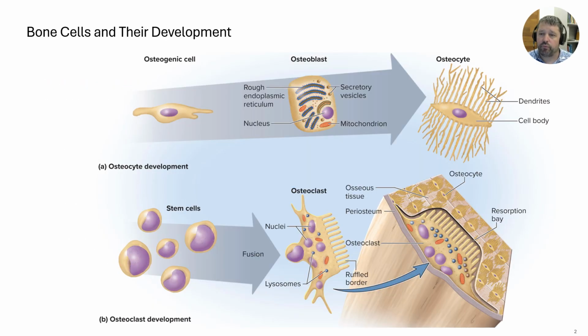Okay, so there are two ways in which these different bone cells can be formed. You can have an osteogenic cell. Because of where it occurs, it's already been predetermined to be bone related. It's still a stem cell, still juvenile, but it's bone related, and it can develop into an osteoblast.